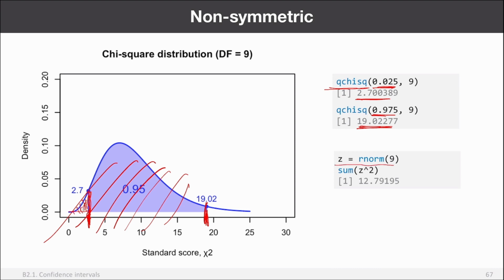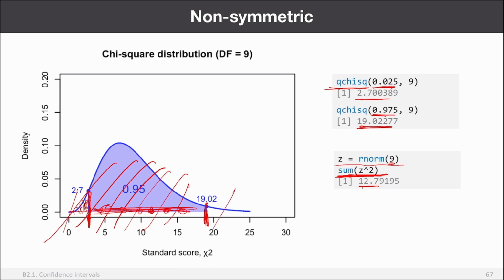Okay. And then, for example, let me show you. I take 9 z-scores and take a sum of their squares, and I got 12.7. And you can see 12.7 will be somewhere here, right? So every time I get a new one, I will get a value here, here, here. So in 95% of the cases, this sum of squared z-scores will be inside this interval. And in 5% of the cases, it will be either here or here. So that's the meaning of this interval.